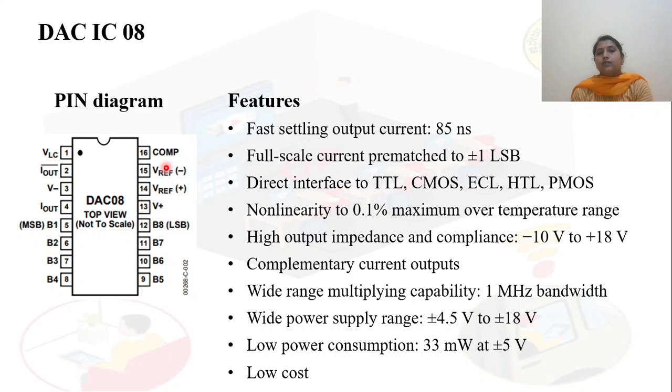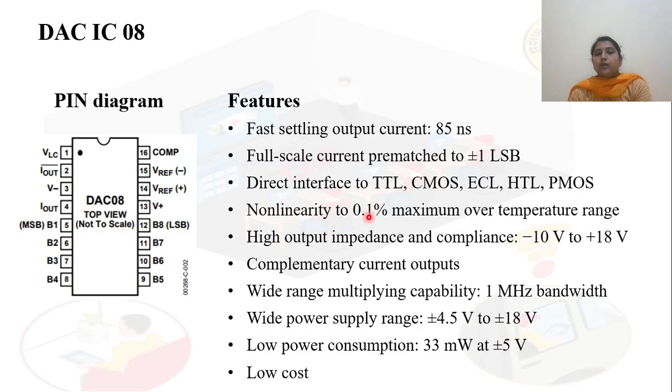So let's go for features. Settling time for this IC is 85 nanoseconds. Full scale current matched to plus or minus 1 LSB. Direct interface to CMOS, TTL, ECL, HTL and PMOS. DAC IC08 is compatible with the TTL family of input output, CMOS family of input output, ECL family of input output, HTL family of input output and PMOS family.